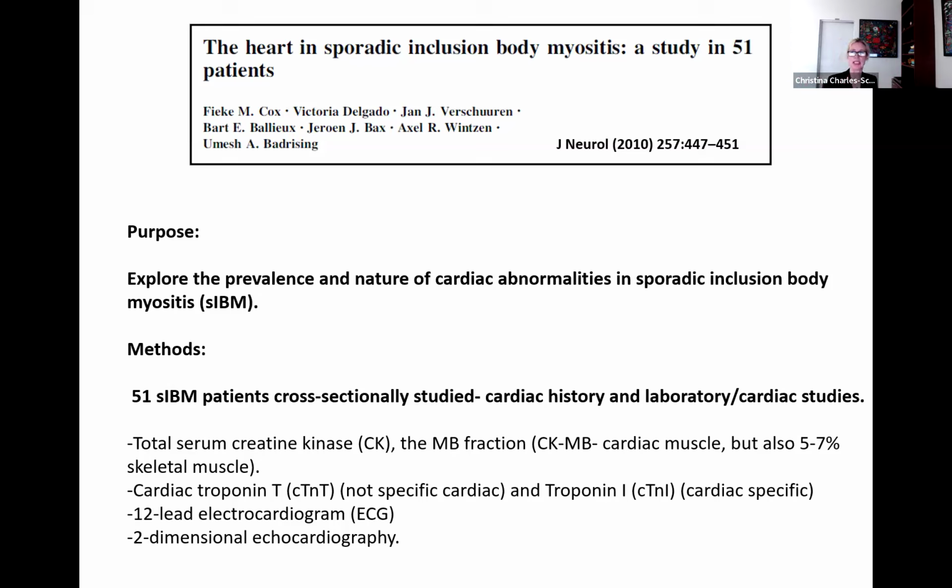Cardiac troponin T is the same thing. It's not specific for cardiac disease because it also can be expressed in regenerating skeletal muscle fibers. The one you need, and this is an old study, troponin I, right, is the cardiac specific. That is not expressed by skeletal muscle fibers, right? So in this study, they did all of them. They also did an ECG or an EKG and an echocardiogram.